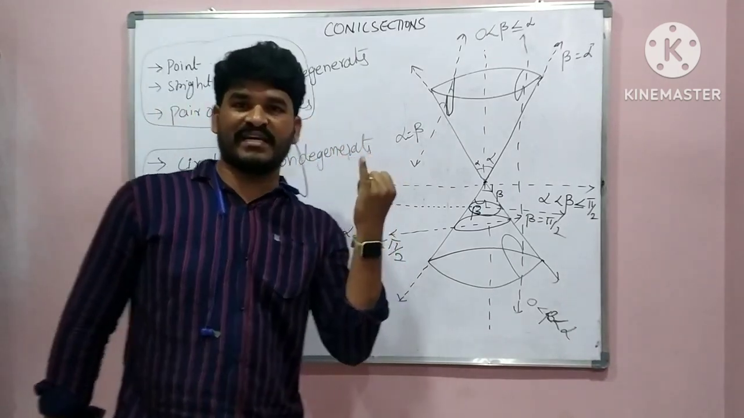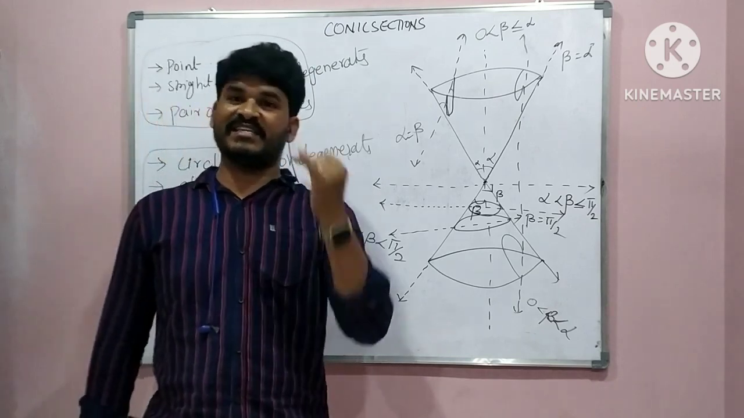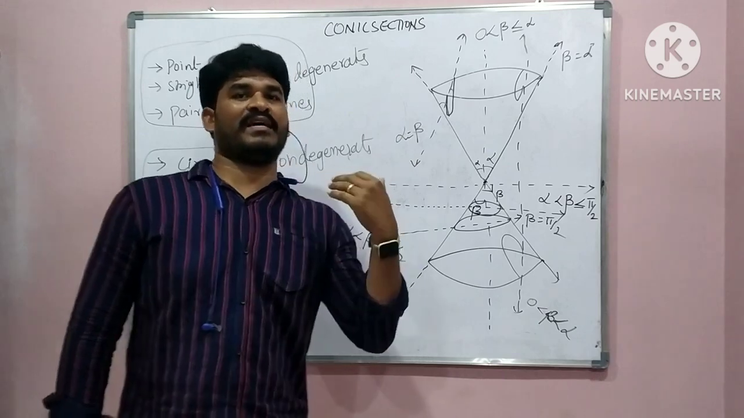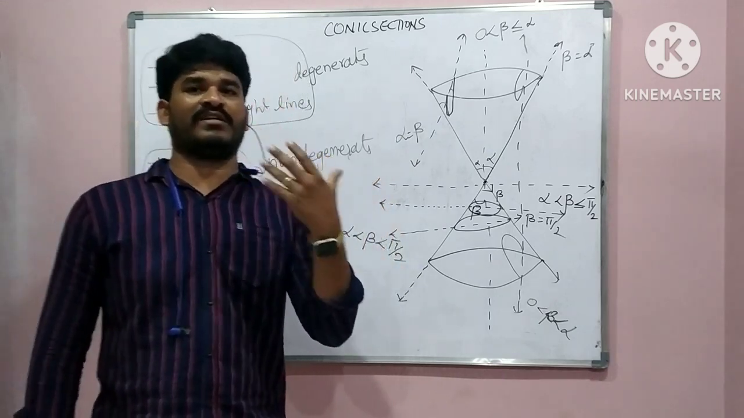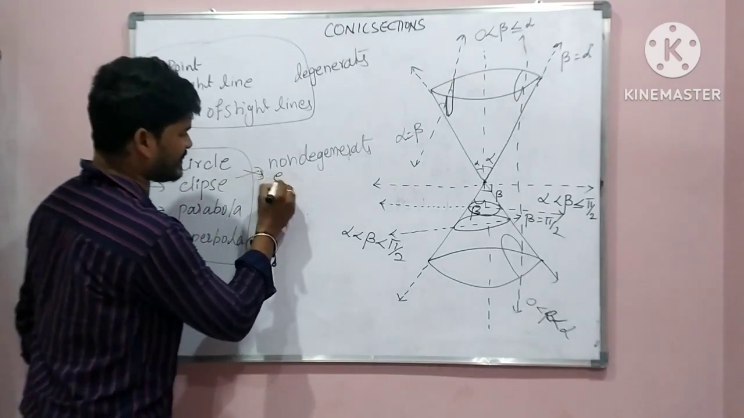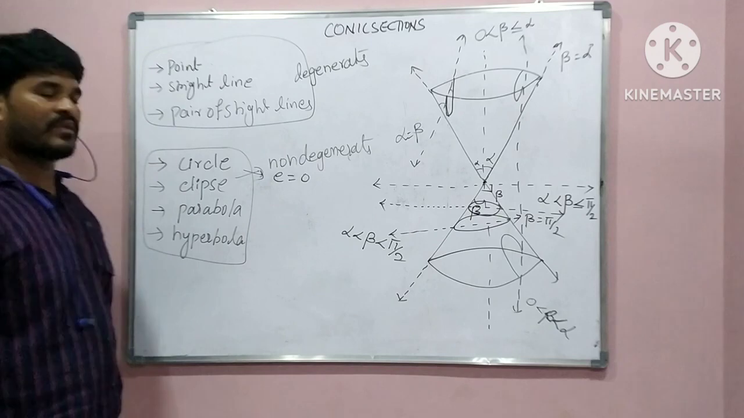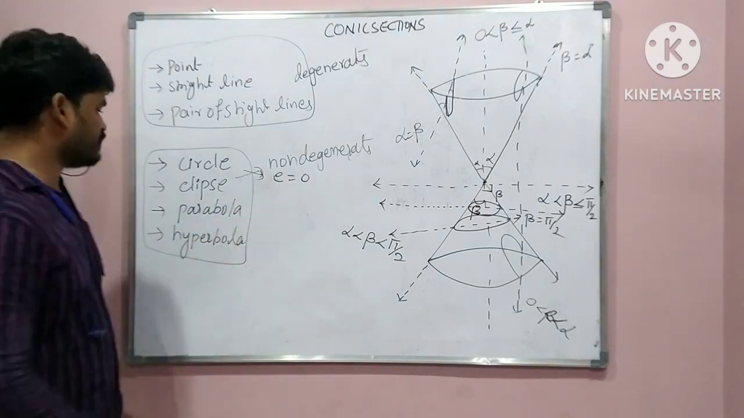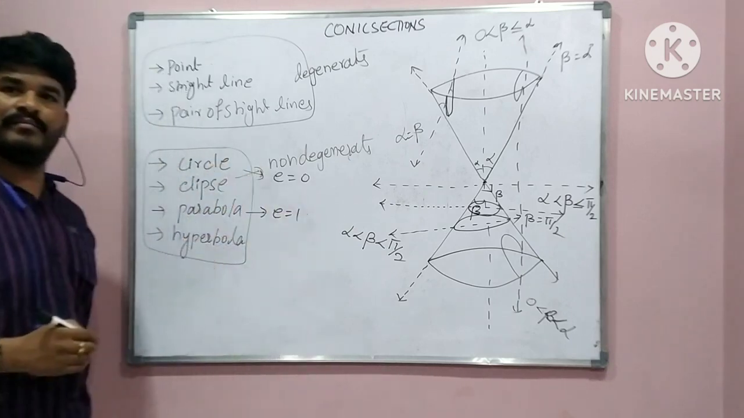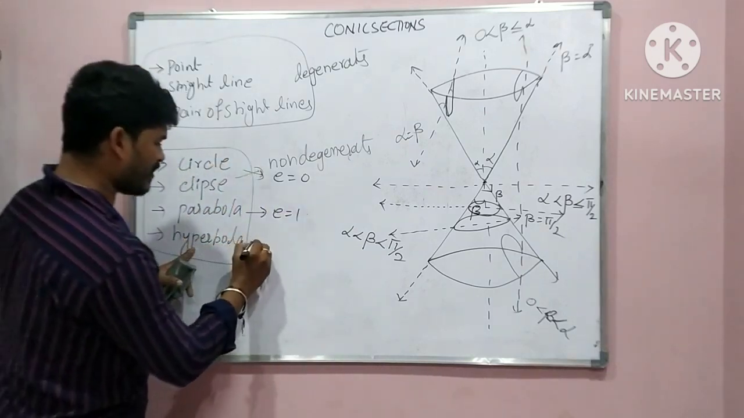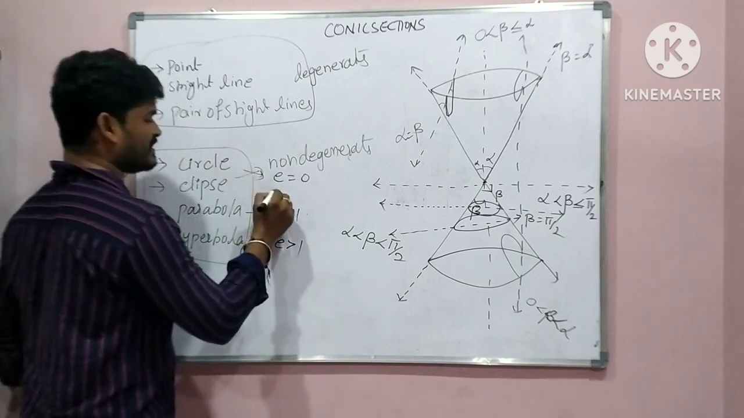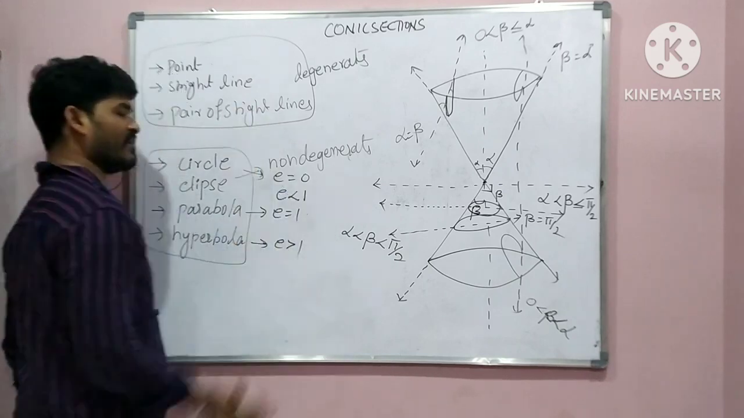Now we will discuss one small topic: what does each value of eccentricity represent? Whenever eccentricity is 1, less than 1, greater than 1, or 0, what does it represent? Let us see here. The circle has eccentricity equal to 0. The parabola has eccentricity equal to 1. The hyperbola has eccentricity e greater than 1. The ellipse has eccentricity less than 1.